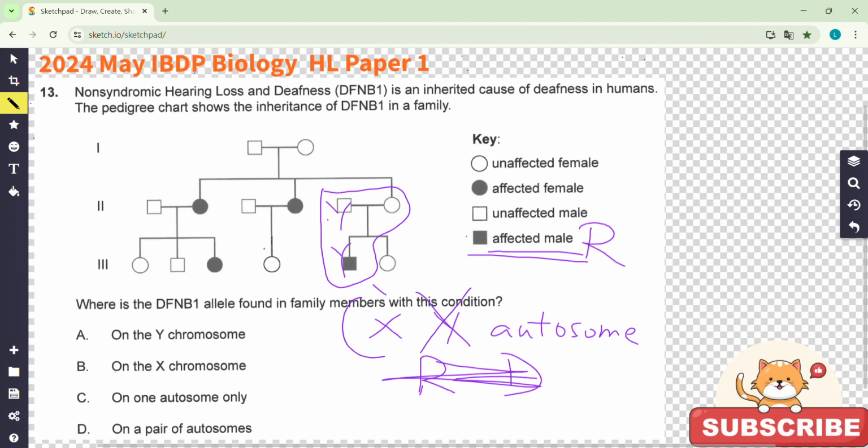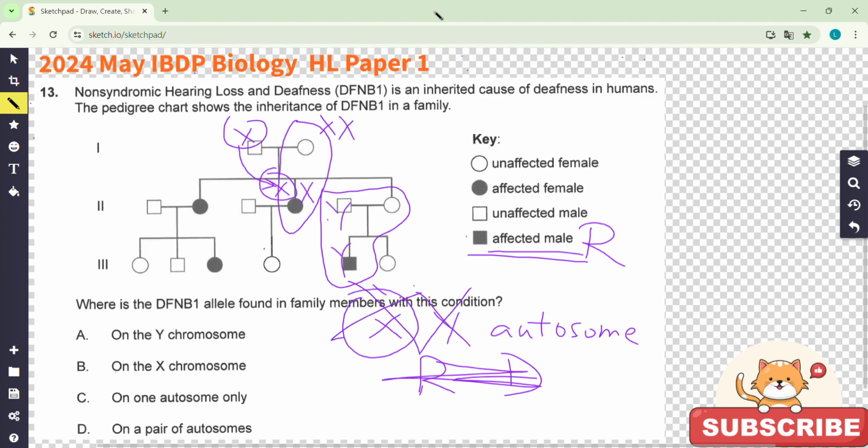Next one, X or autosome. It's easier to eliminate X. Look for a counter example for an X chromosome case. Here, the mother is not affected, but the daughter is affected. So if it is X-linked, remember it is recessive, so the daughter must inherit one copy from the mother and one from the father only. But the father is not affected, so he must carry the not-affected gene. The not-affected one is dominant, so not X.